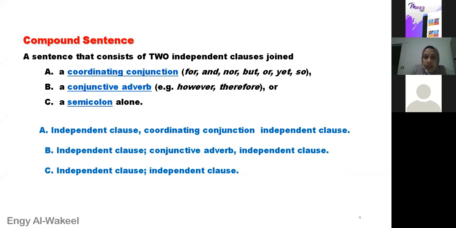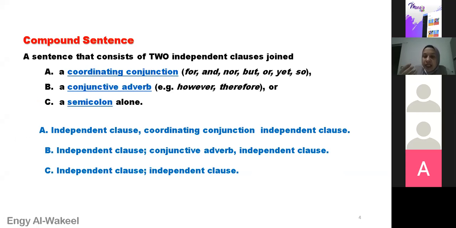I have three ways. The first one, I can use one of the coordinating conjunctions. What are the coordinating conjunctions? They are for, and, nor, but, or, yet, so. And actually, to not forget them, we can take the first letter of each one to have FANBOYS. It's a word for remembering the coordinating conjunctions. This is one way. Another way, I can use a conjunctive adverb, like however, therefore, and others. I already put others in this presentation, and you'll see them together. A third one is the semicolon.